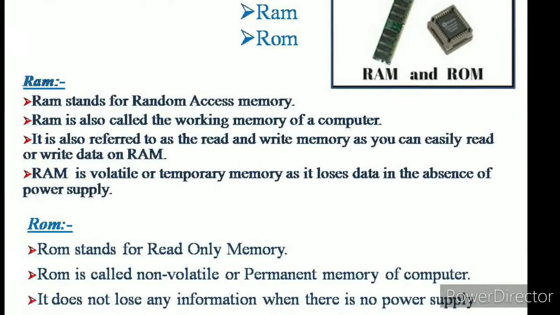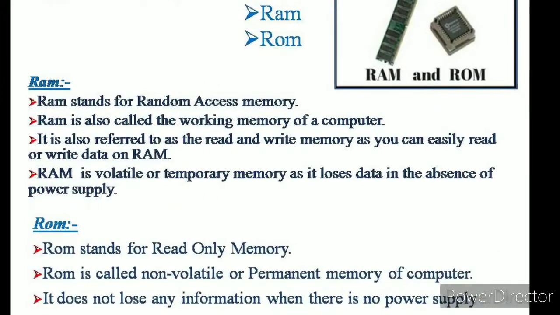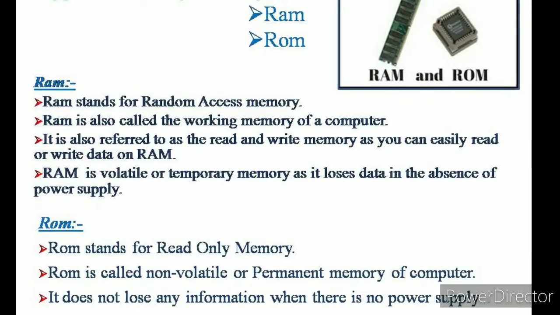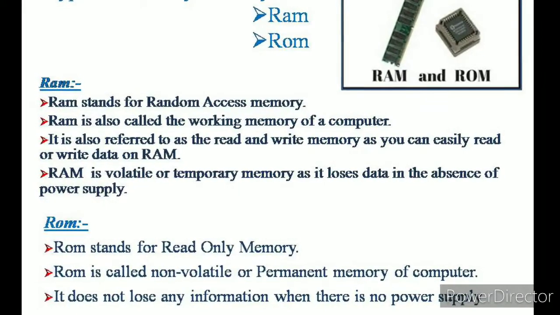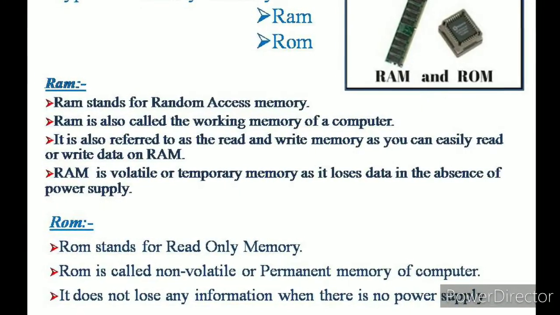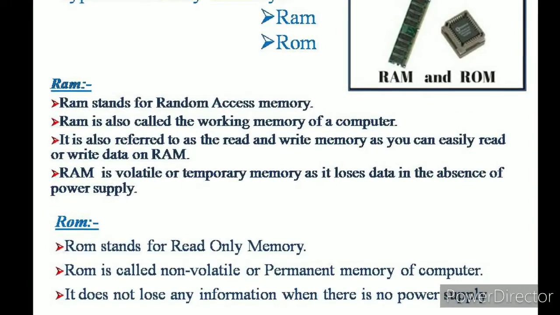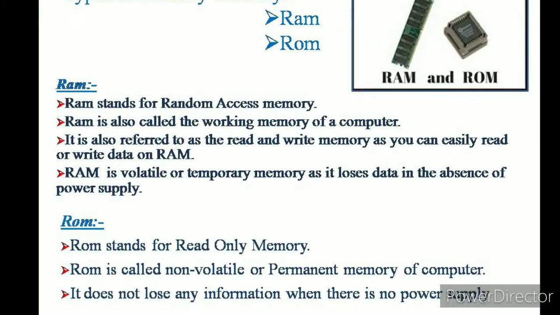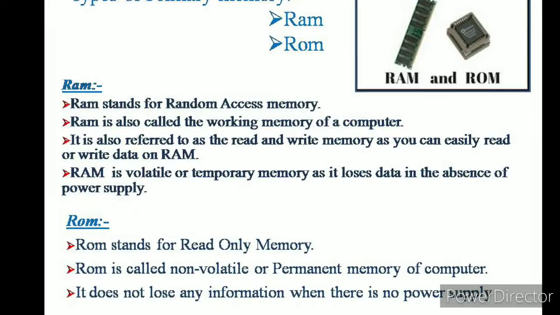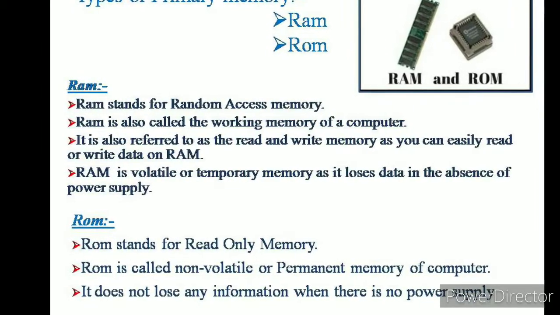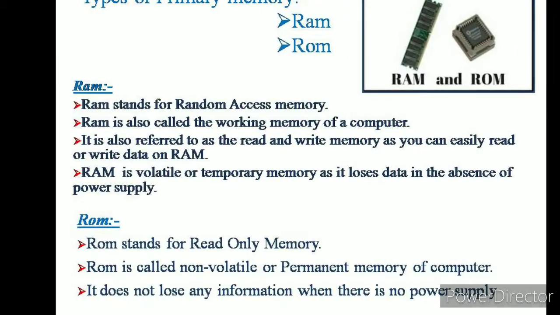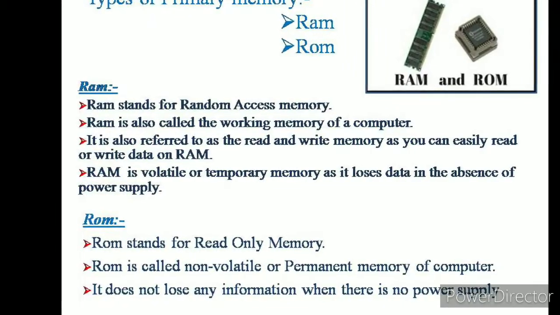Types of primary memory. The primary memory is of two types: RAM and ROM. RAM stands for random access memory. RAM is also called the working memory of a computer. It is also referred to as the read and write memory, as you can easily read or write data on RAM. RAM is volatile or temporary memory, as it loses data in the absence of power supply.